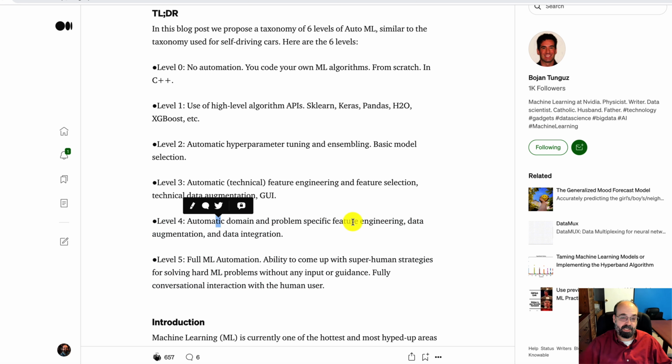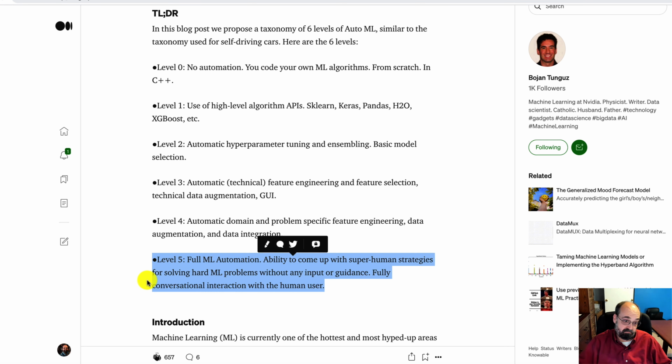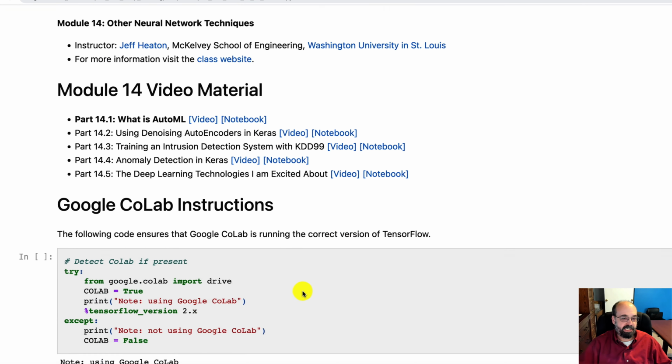Nobody has really broken into these. So automatic domain and problem-specific engineering, where you really actually understand what's going on. And machines just are not there right now. And then the full ML automation. This is where you just don't even need a data scientist. It can interview the business user, figure out what they want, and just go. Otherwise known as the singularity. I mean, by the time that a machine would reach this, we've probably cracked general AI. So those are kind of the lofty goals.